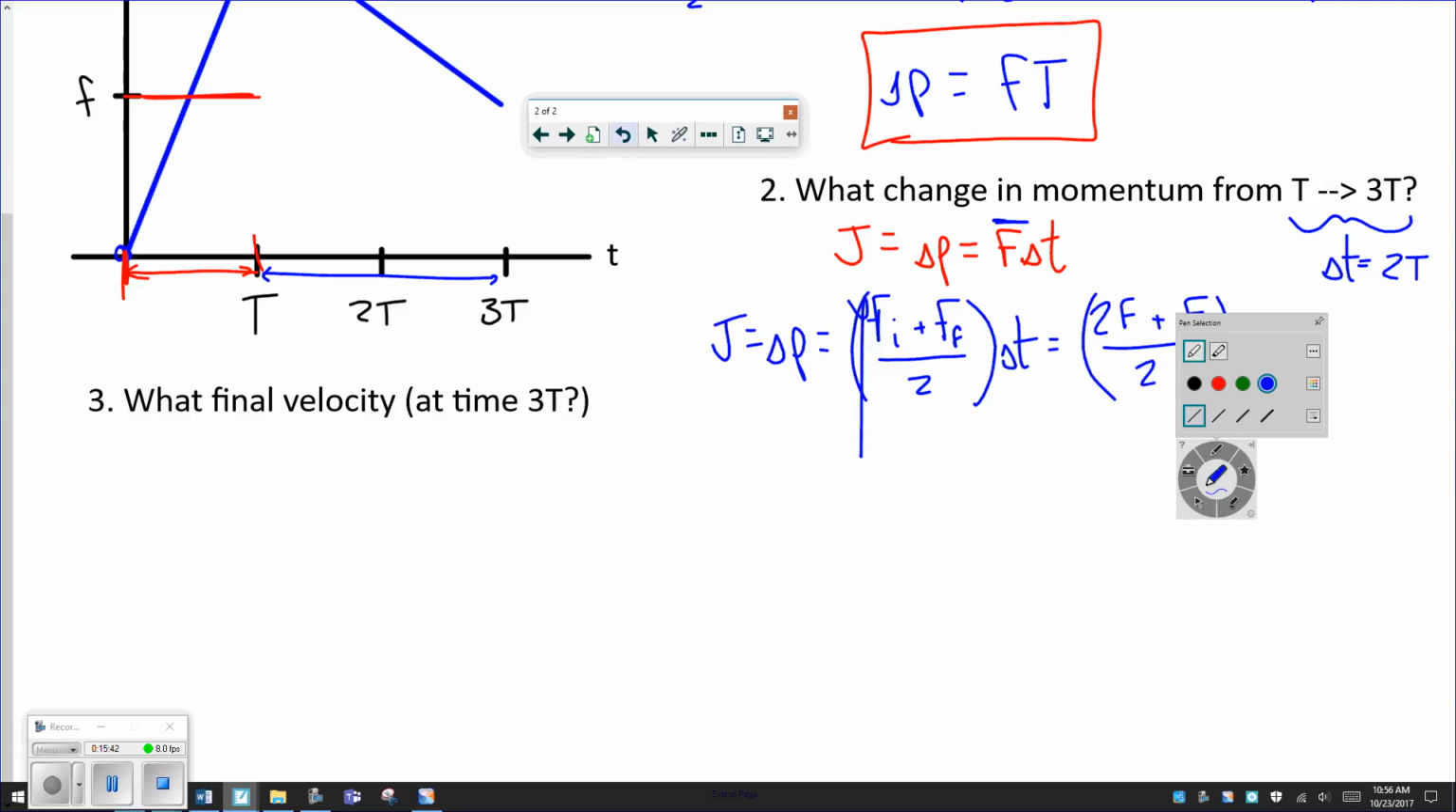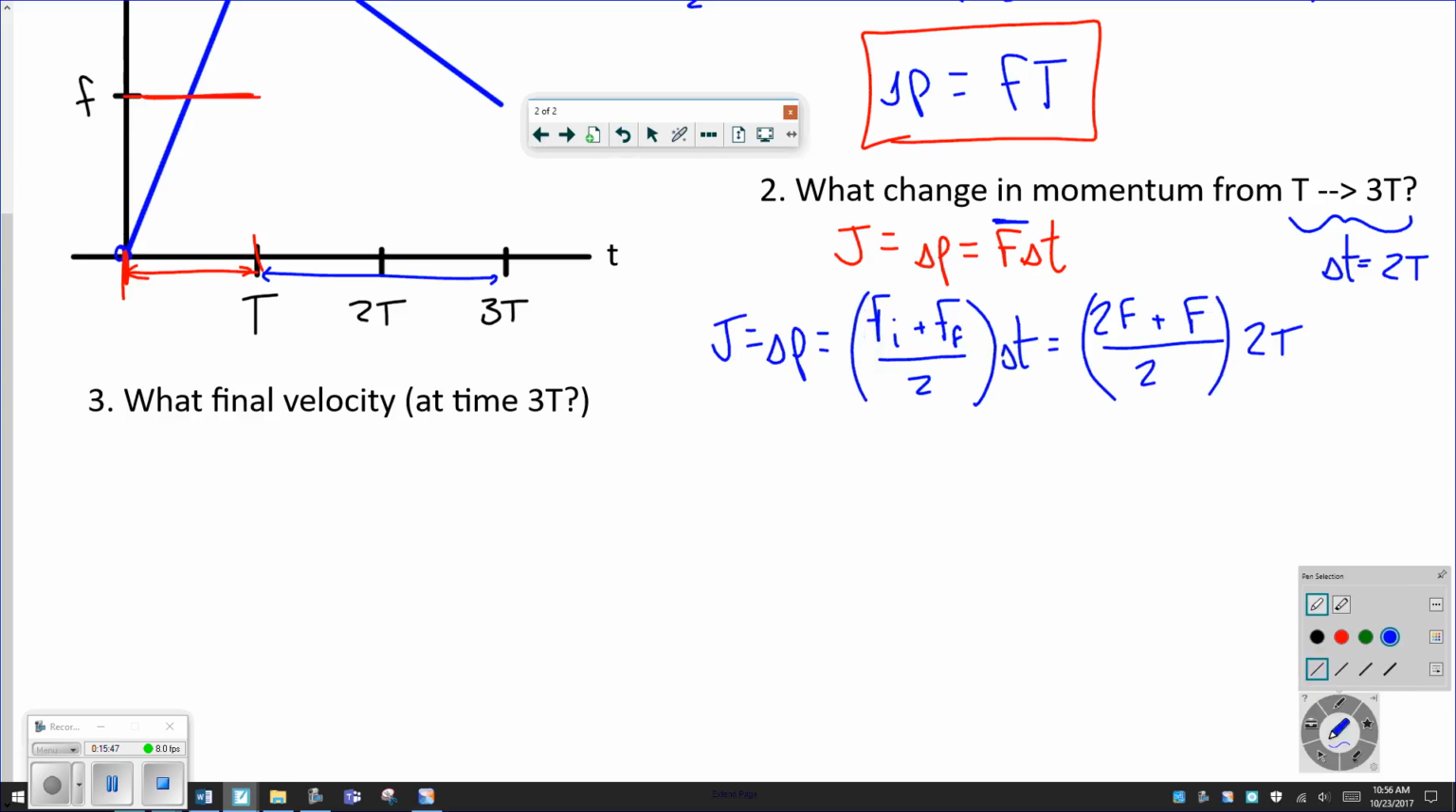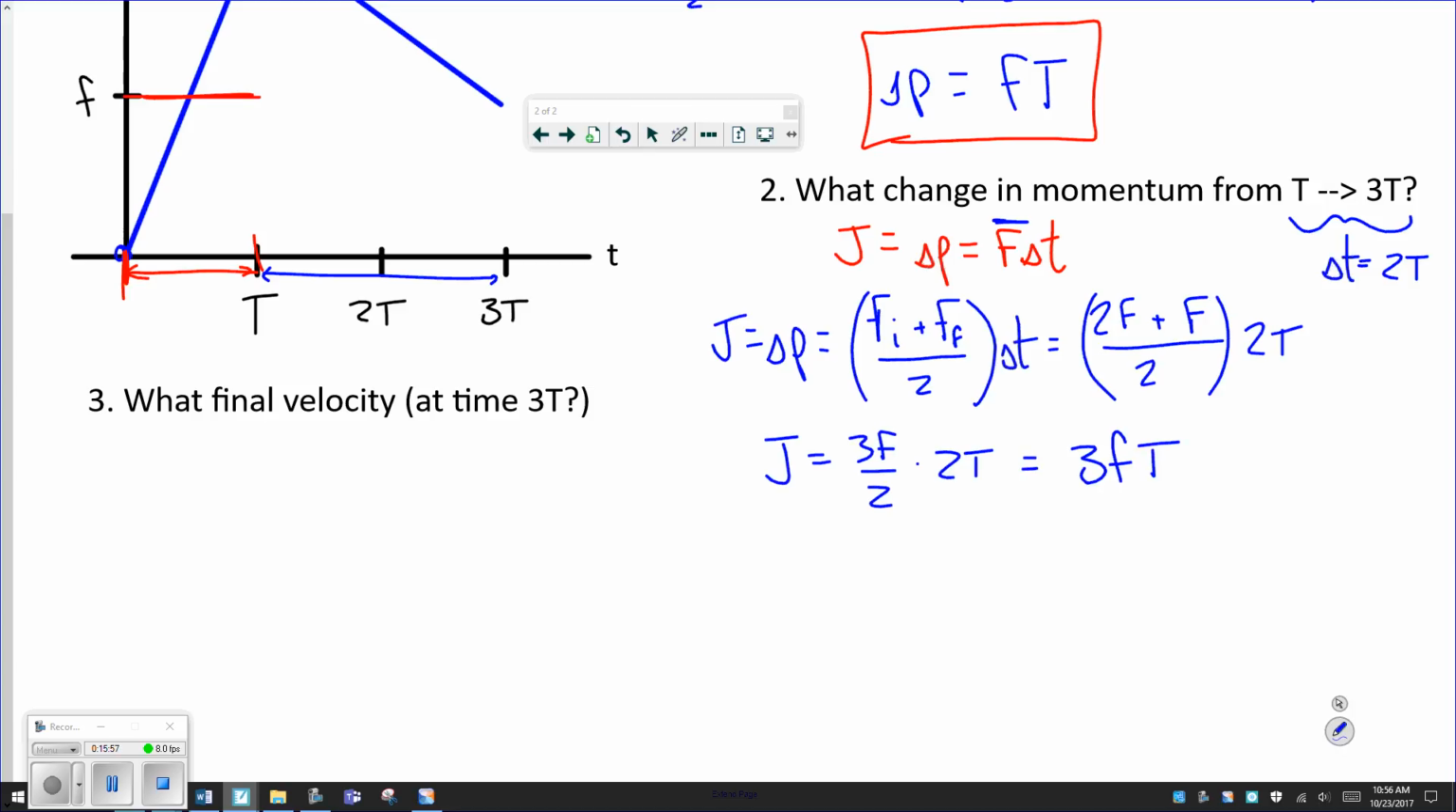That is 3F over 2 times 2T. And that's just 3FT. I should have written these as little f's. Yeah, it's okay. There's our answer.